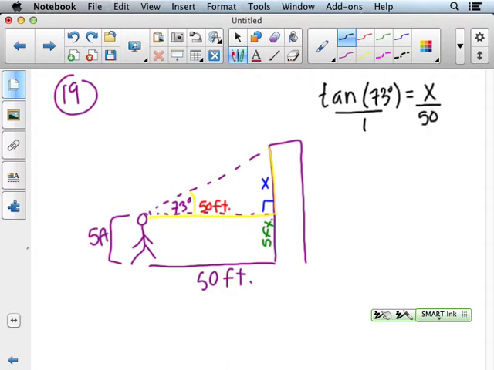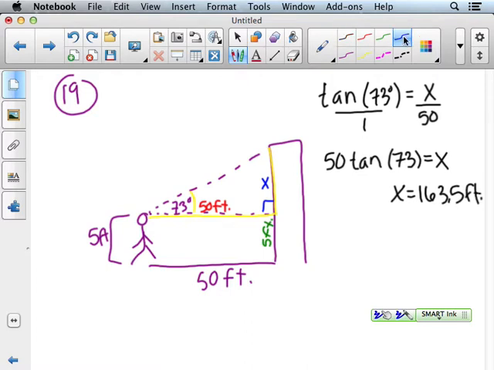So tangent of 73 degrees equals opposite over adjacent. Put a 1 under, cross multiply. I get 50 times tangent of 73 equals x. If you plug it in your calculator, and be careful that you're substituting right, you should get that x equals 163.5 feet. So 163.5 becomes this part here. If I add that to my 5, I get the total height of the building, which is 168.5 feet. Final answer.